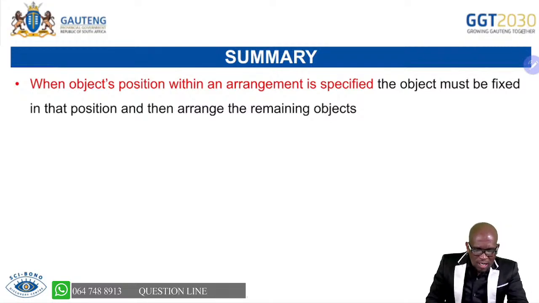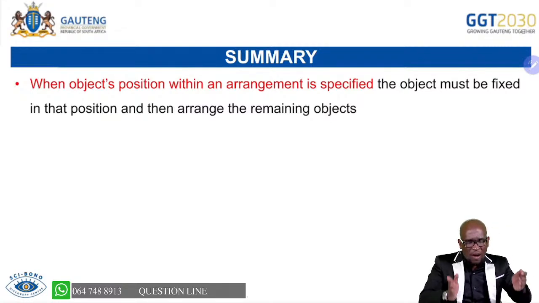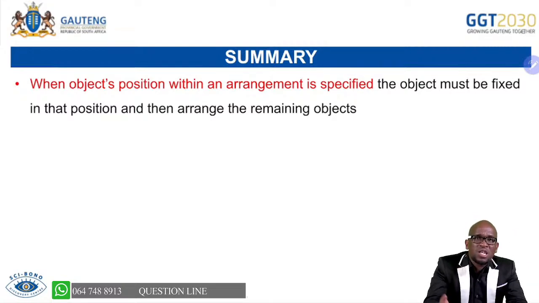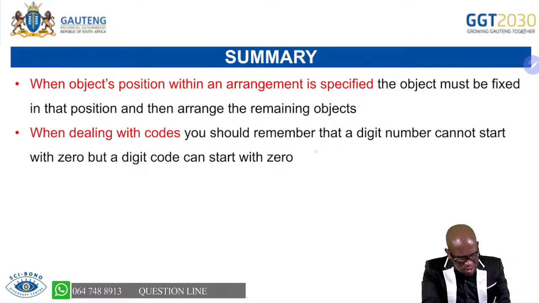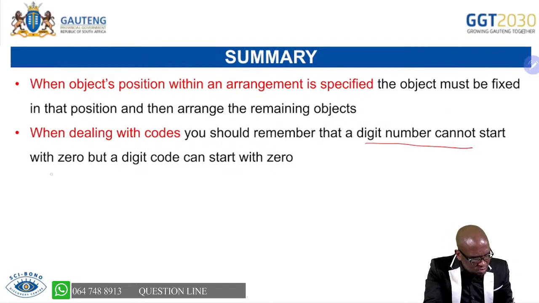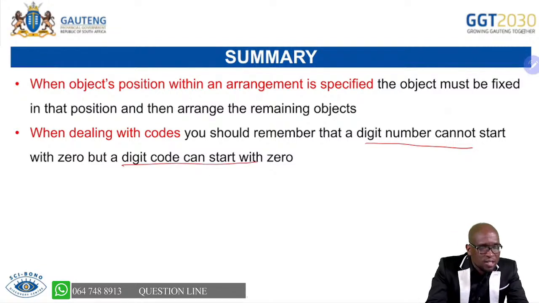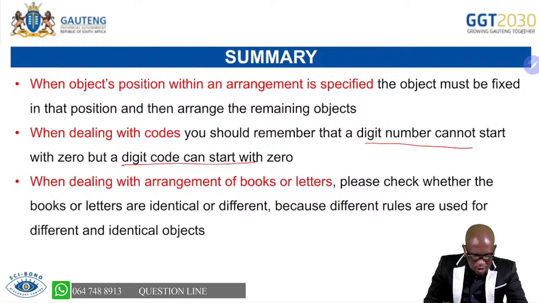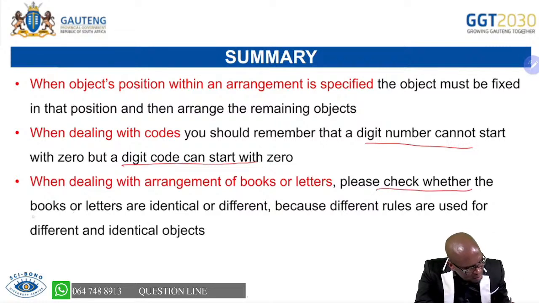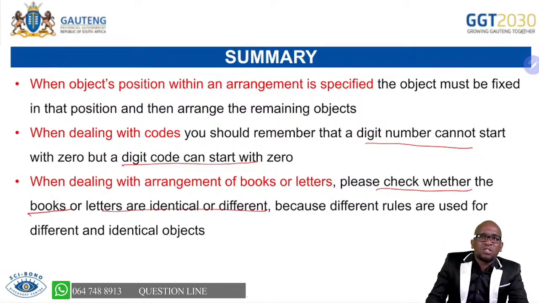When the position of an object within an arrangement is specified, we fix that object in that specific position and arrange the remaining objects. Right? When dealing with codes, we should always remember that a digit number cannot start with a 0, but a digit code can start with a 0. When dealing with arrangements of books or letters, please check whether the books or letters are identical or different.